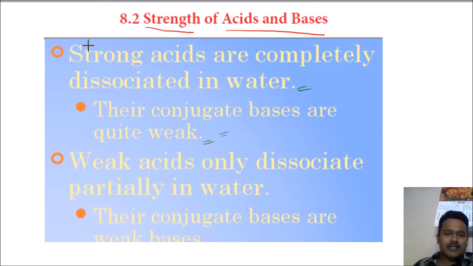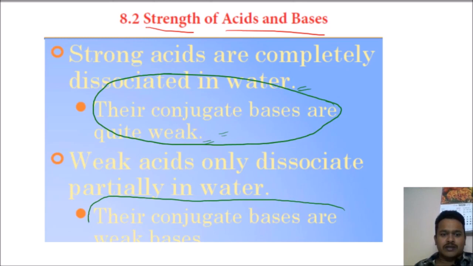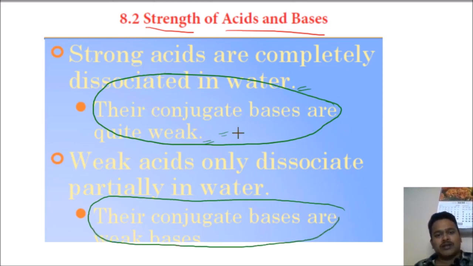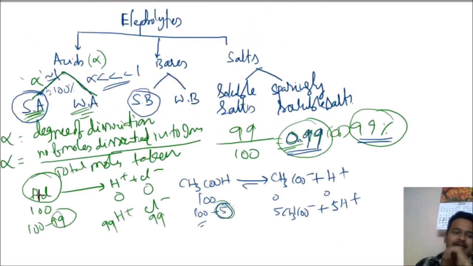See, I will talk about these two points. For strong acids, their conjugate bases are quite weak. For weak acids, their conjugate bases are weak bases. Why? You see, HCl. Everybody observe, HCl is a strong acid.